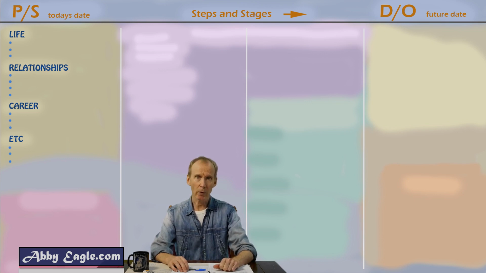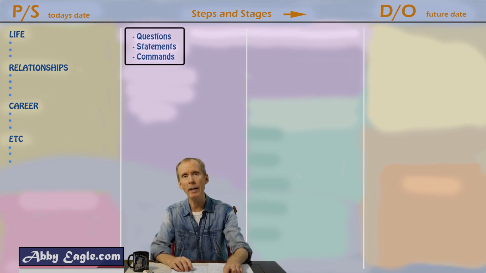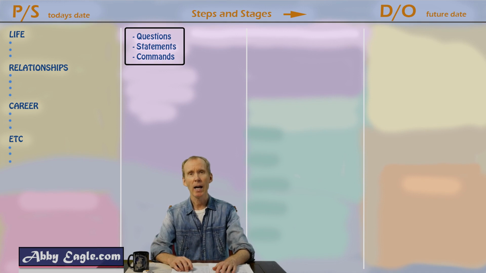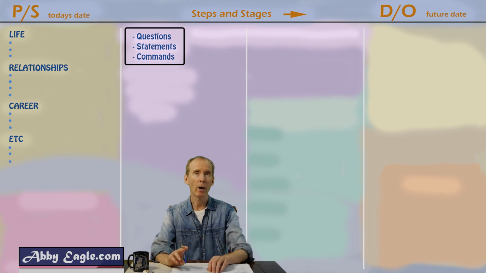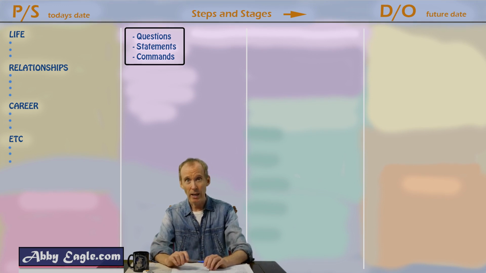Now, at the top of the second column, write questions, statements, and commands. And you draw a little box around it. Now, this is a reminder for you that we all think by asking questions, statements, and commands, and that you should bring awareness to your thoughts. Ask yourself the right questions, be aware of your statements and the commands that you give yourself.